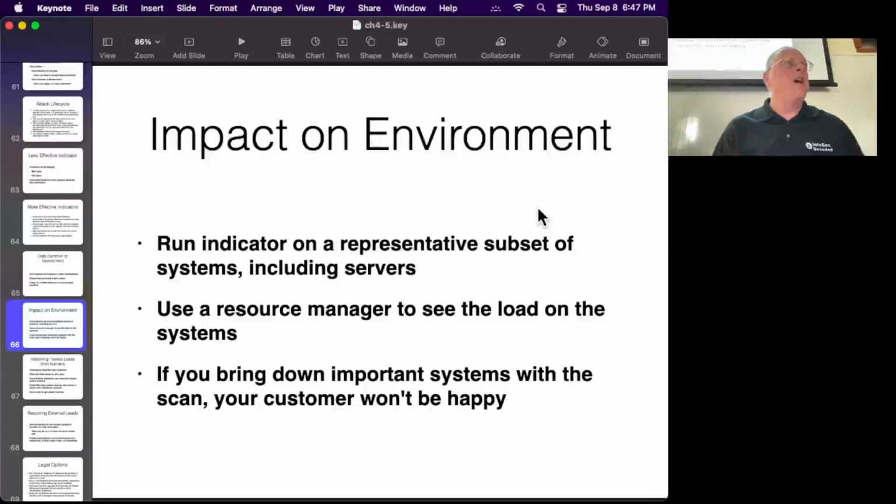If it's something simple, like just looking for a file to see if it's too big, that's easy. But if it's something like a complicated rule with many branch points, it might actually slow down the machine. And if you can bring down important systems with your scan, then, of course, your customer won't be happy.